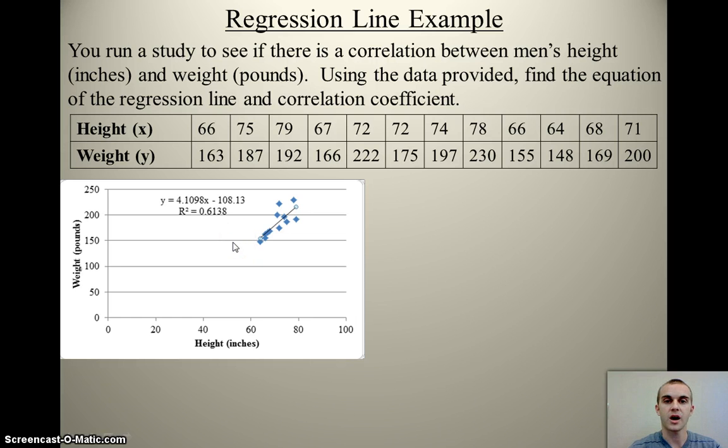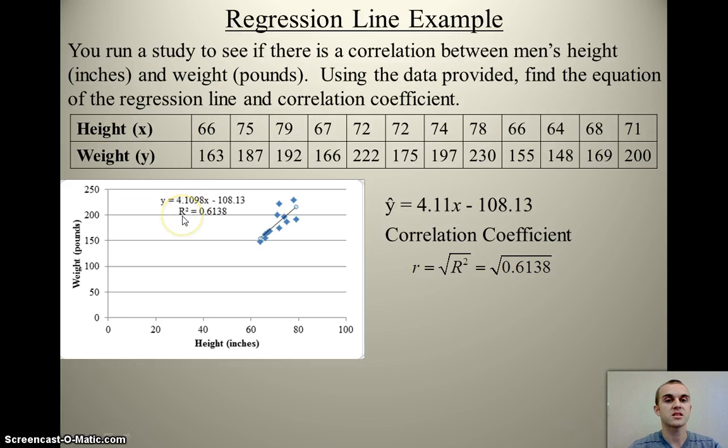So now I know that my regression line is y hat equals 4.11x minus 108.13. Now I want to find my correlation coefficient. I'm going to take my r squared and take the square root of that value, and that gives me 0.7835. Now this information, especially my regression line, I can use to help me predict information going forward.